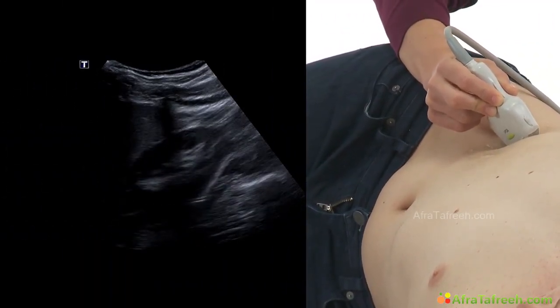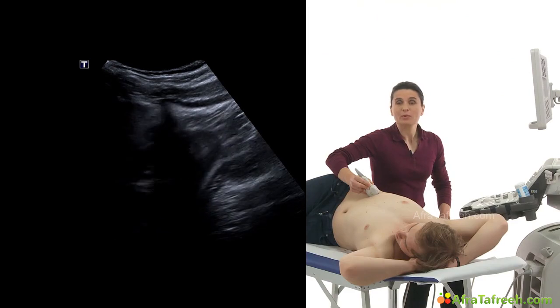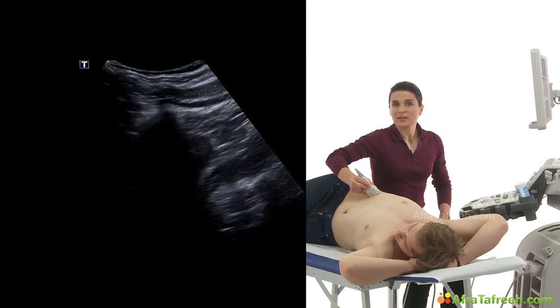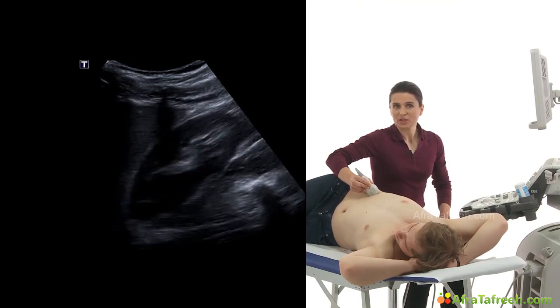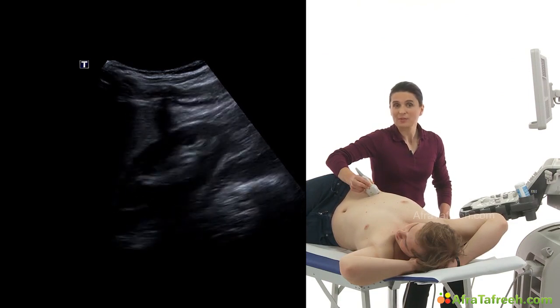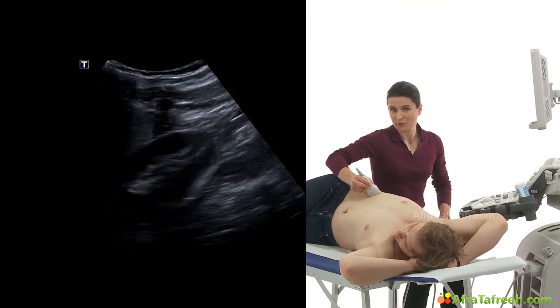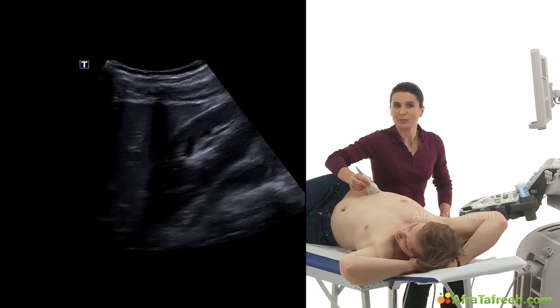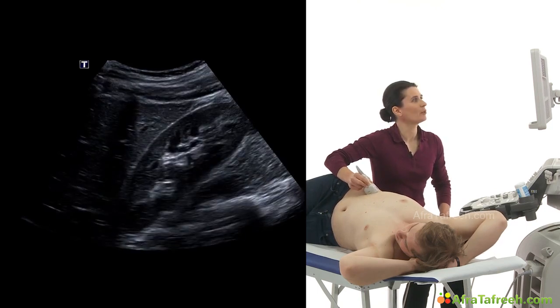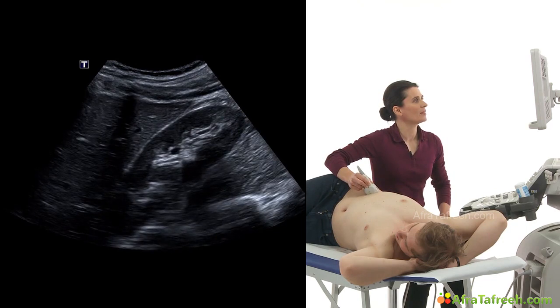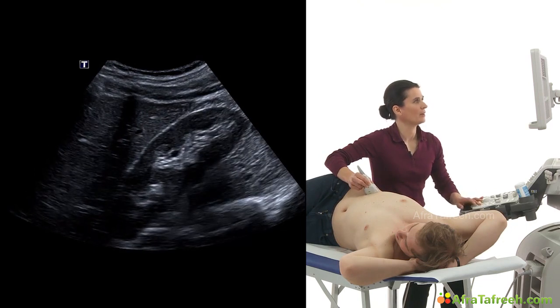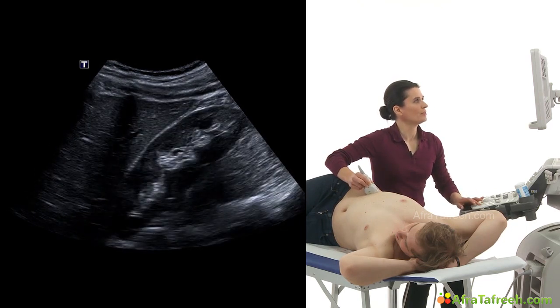As we remember, the patient can help us a lot when he's breathing in deeply, because the kidney is moving with the breathing of the patient, and when he inhales, it comes a little bit downwards and better into our view. So please inhale and hold your breath. And here we already have the right kidney in a longitudinal plane. I'm going to freeze the picture.